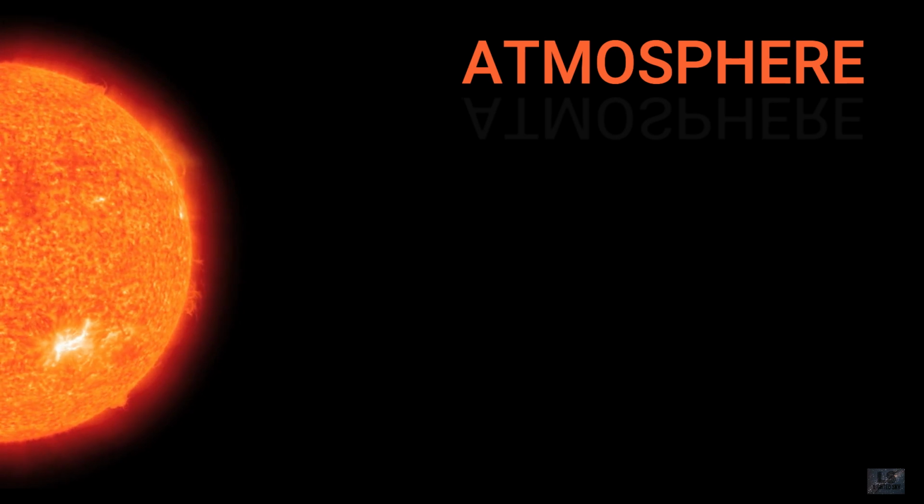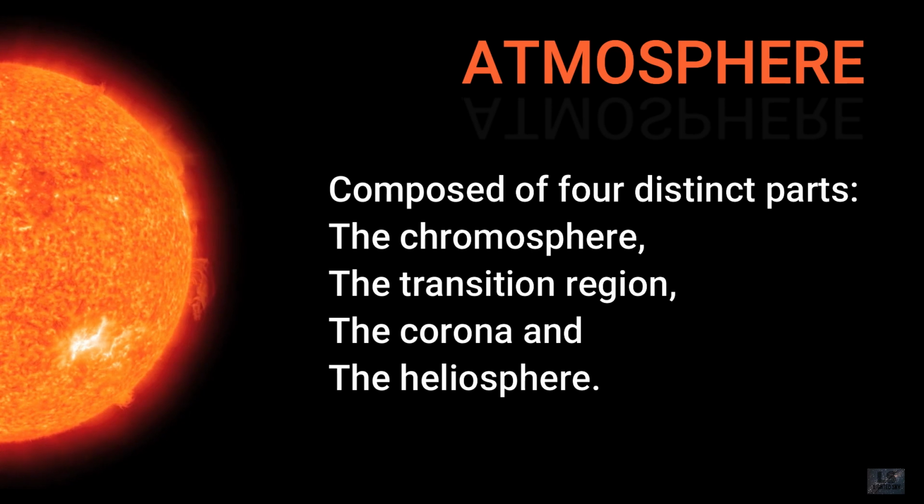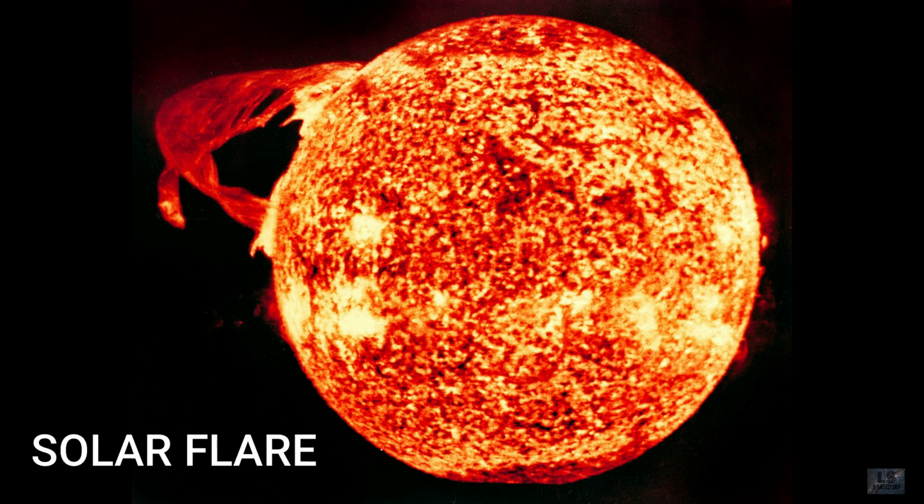Atmosphere. Above the photosphere lie the tenuous chromosphere and the corona, which make up the thin solar atmosphere. This is where we see features such as sunspots and solar flares.